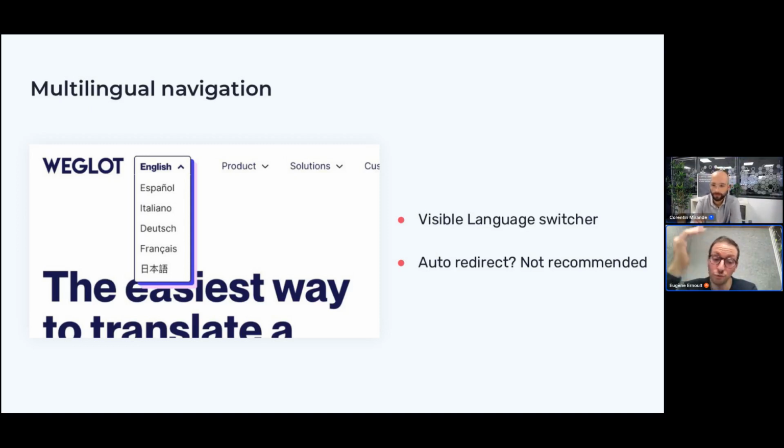Exactly. If you do country-specific, like British English and American English, have the flags. But if it's generic English, don't put flags, and make your language switcher easy to find.